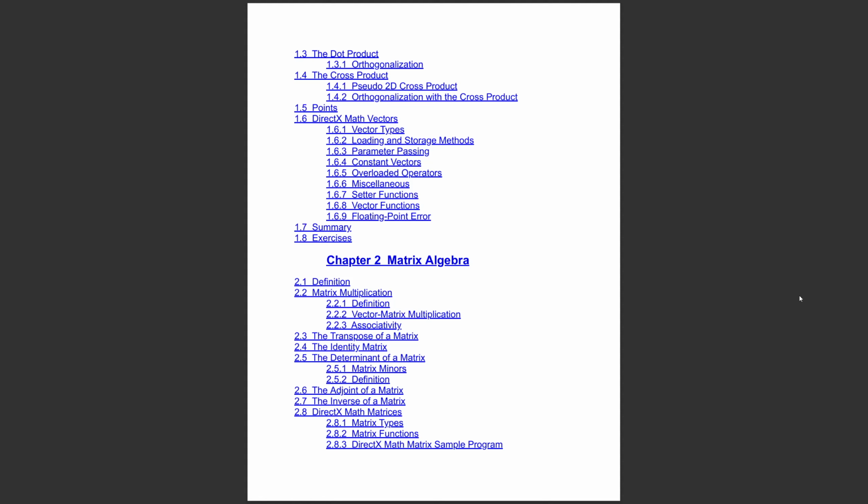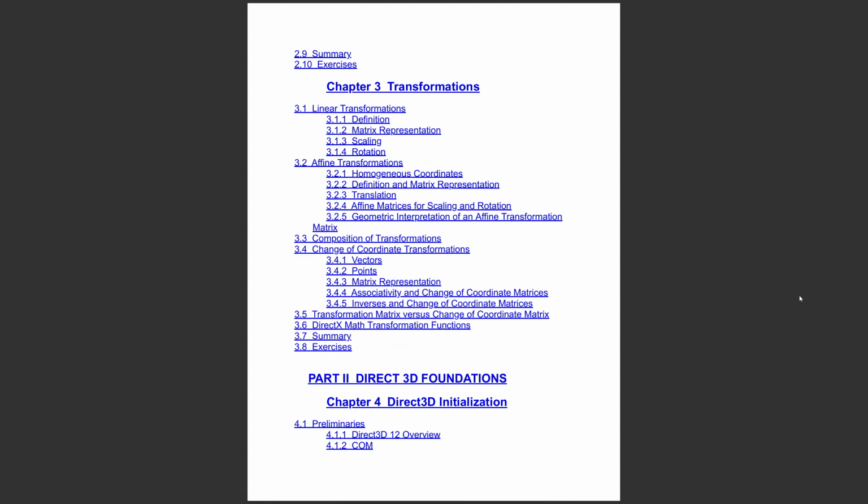So DirectX, not only does it have math vectors, it also has math matrices. And so we're going to be introduced to various types and their functions, and we have the DirectX math matrix sample program, along with Chapter 2's summaries and exercises. We have Chapter 3 on transformations.